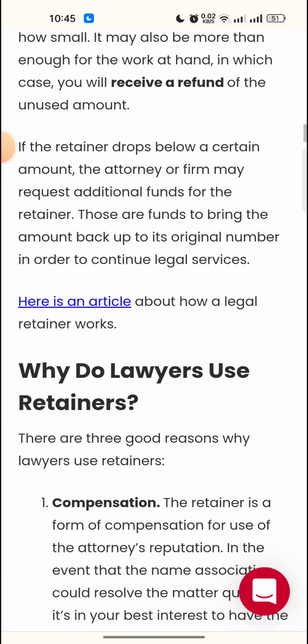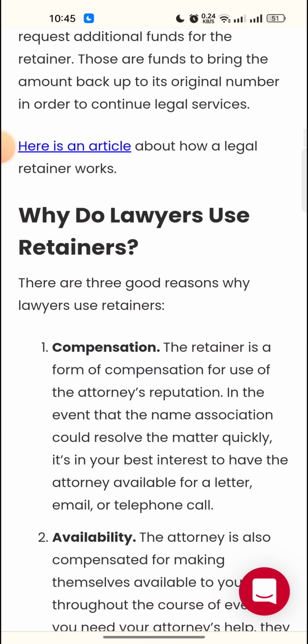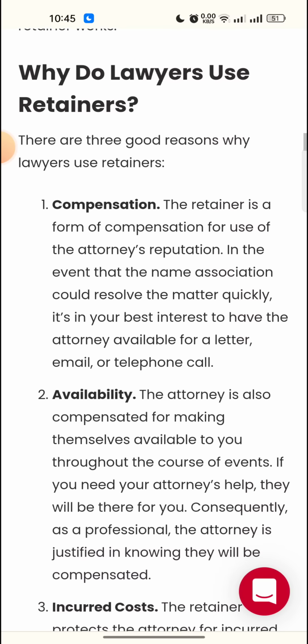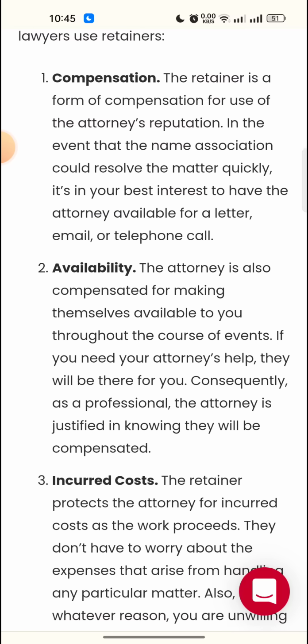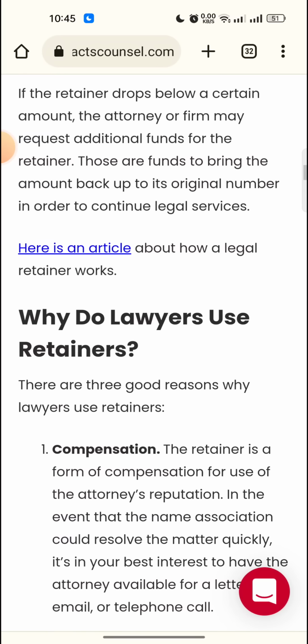Why do lawyers use retainers? There are three good reasons why a lawyer uses a retainer. Number one, compensation, availability, incurred cost. The retainer is a form of compensation for use of the attorney's reputation, in the event that the name association could resolve the matter quickly.